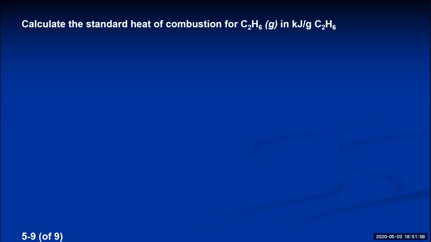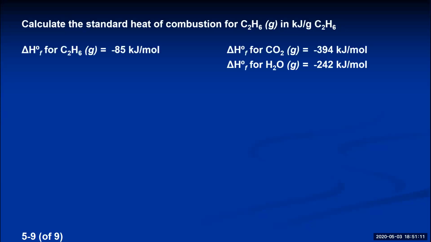So from handout 9 on our class website, I'm going to give you the standard heat of formations for C2H6 gas, for H2O gas, and CO2 gas, and have you take a couple of minutes to try to calculate the heat of combustion for C2H6 in kilojoules per gram. So when using standard heat of formations, the technique is to take the standard heat of formation of the products and subtract the standard heat of formation of the reactants, and that will give you the enthalpy change for the balanced equation that you have written.